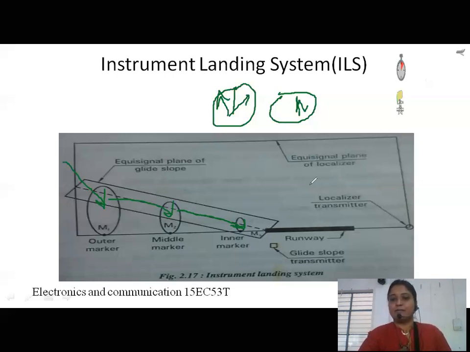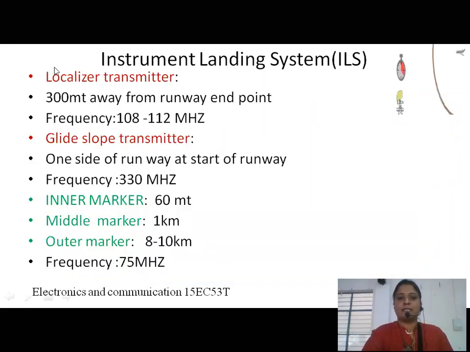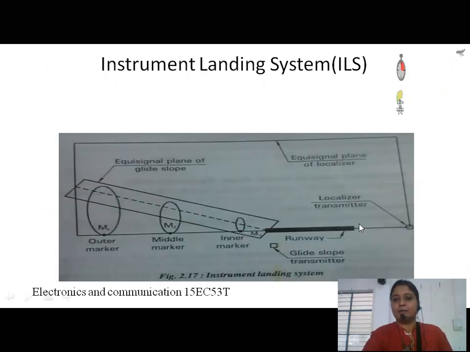Now we will go through the specifications: what frequency all these are generating and at what distance they are. See here, the localizer transmitter is situated 300 meters away from the runway end point. 300 meter distance, and what is the frequency here? 108 to 112 megahertz. The distance is 300 meters and the frequency generated by this transmitter is 108 to 112 megahertz.